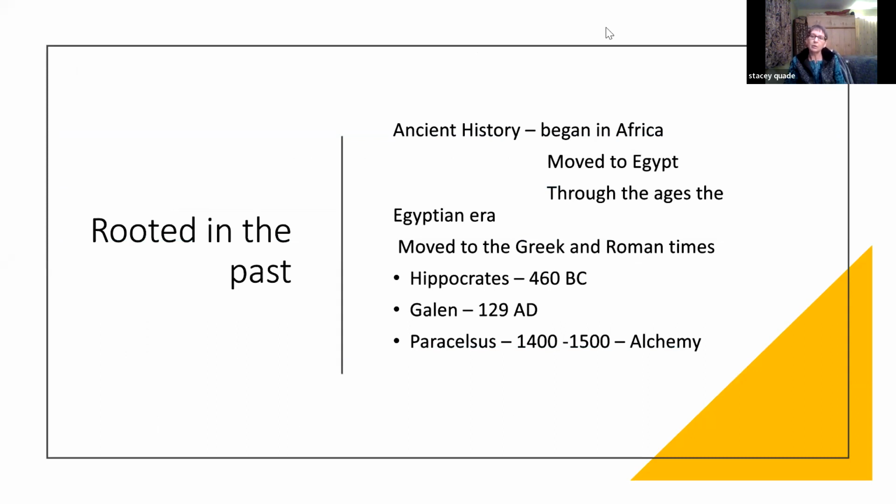So starting with our history, herbalism has its roots beginning in Africa. This is way, way ancient history, many centuries before Christ. As the history began in Africa, like so much of human history, it moved into Egypt and through the ages in the Egyptian era, and then we moved into Greek and Roman times.